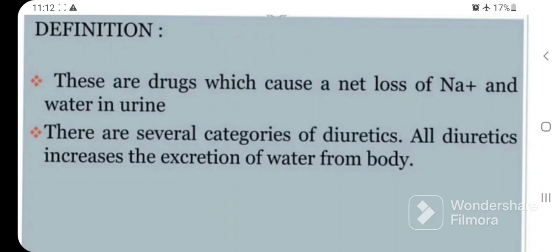Then there are several categories of diuretics. All diuretics increase the excretion of water from the body. Diuretics are very much preferred in patients who have edema, either pulmonary edema. It is a drug of choice in pulmonary edema, and in some cases of hypertension we also give diuretics. Because if water gets excreted, what happens? BP decreases.